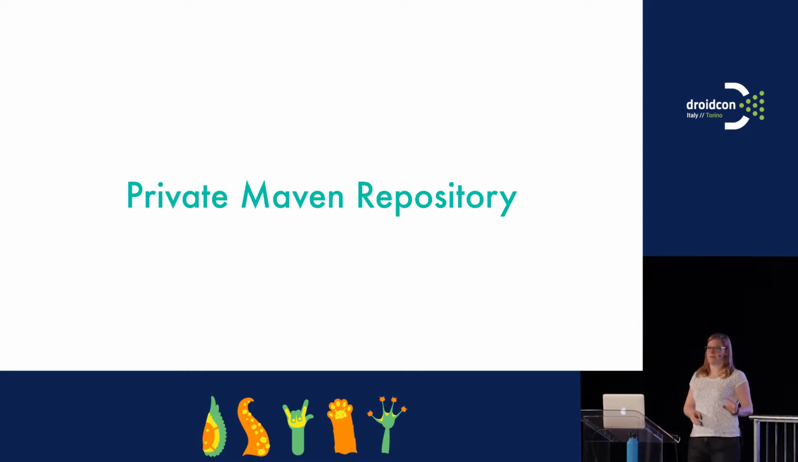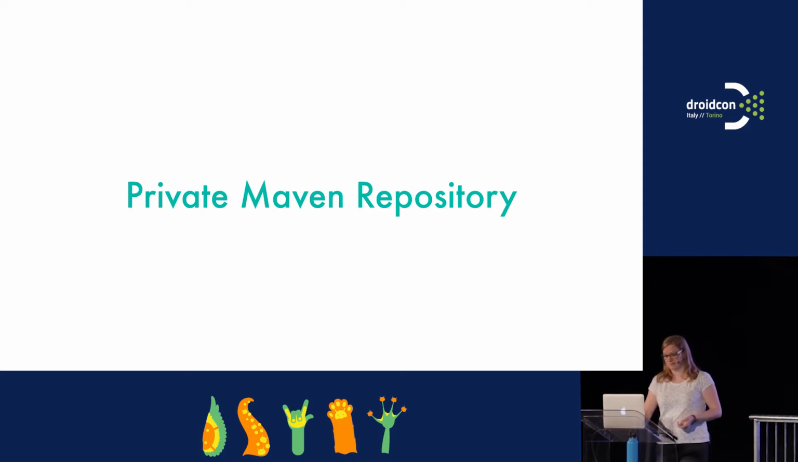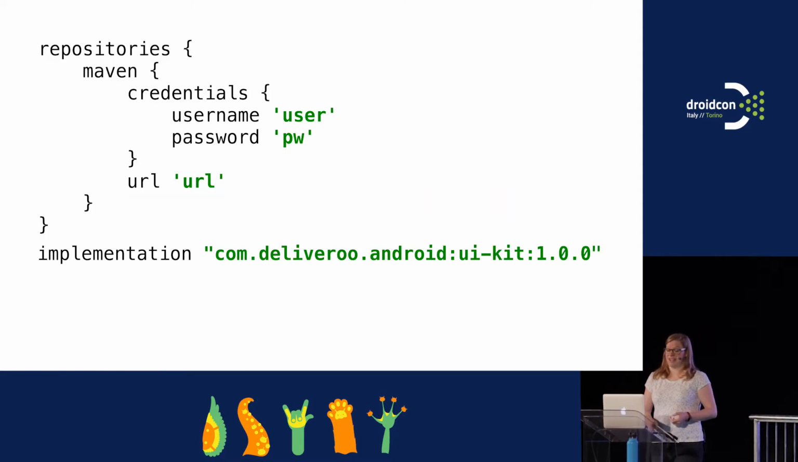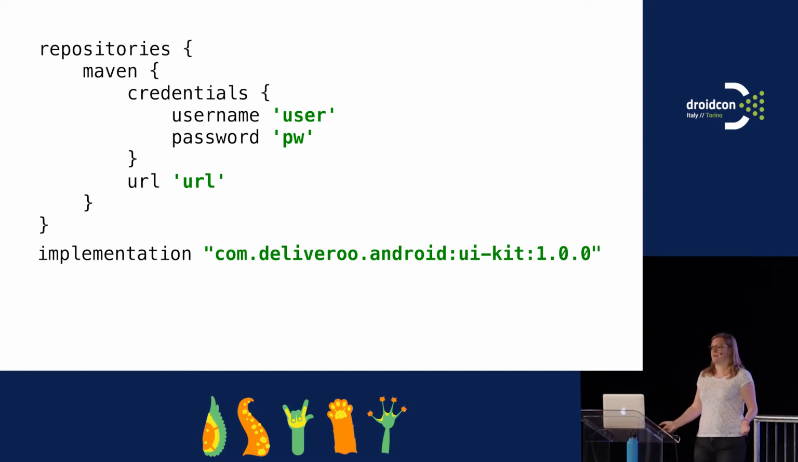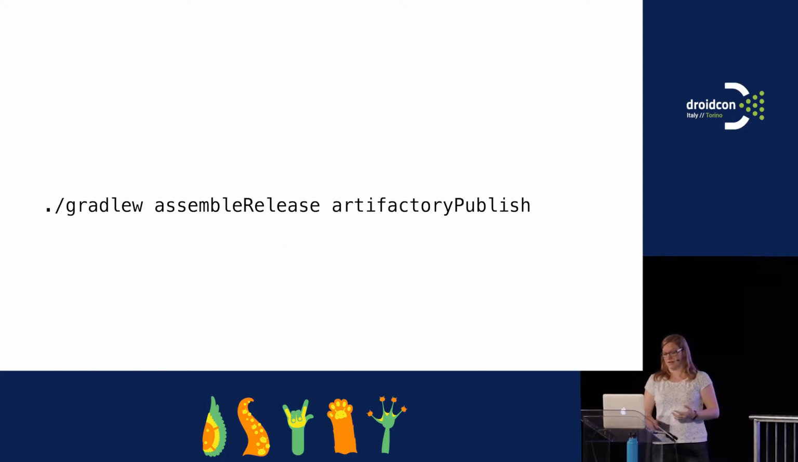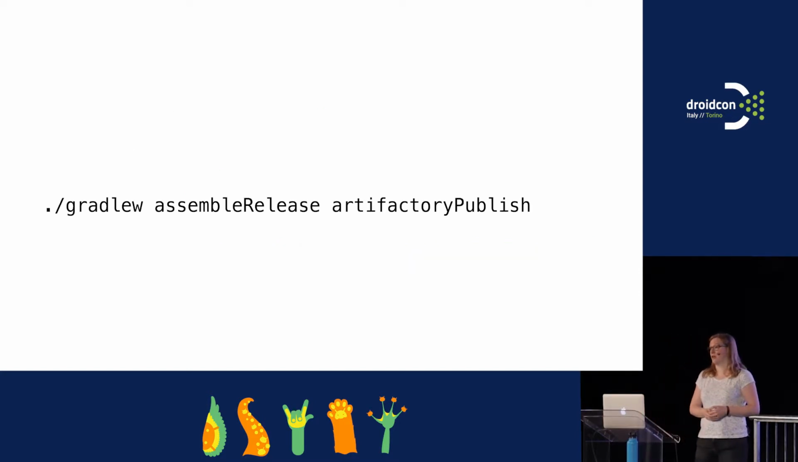Now, there's a bit of a setup to this, but once you've done that, it's really straightforward to use. So on the application side, you just integrate it like any other dependency. The only thing you have to watch out for is that you also add the actual private Maven repository and its credentials to your list of repositories, because you need to tell it how to log in and how to get the data from there. And then to publish changes, there's a Gradle task, and it's just called Artifactory publish.